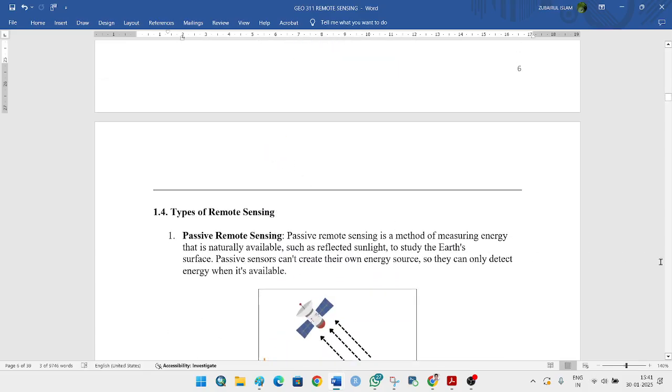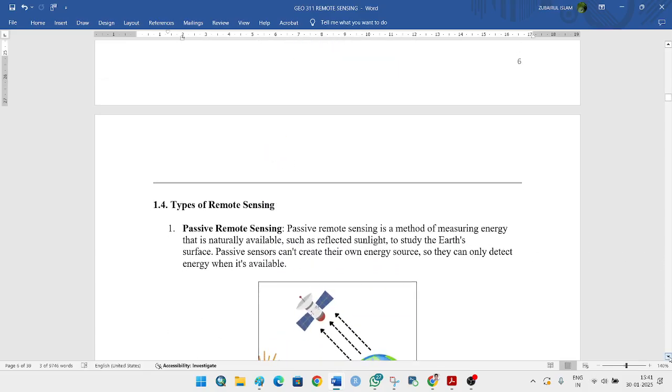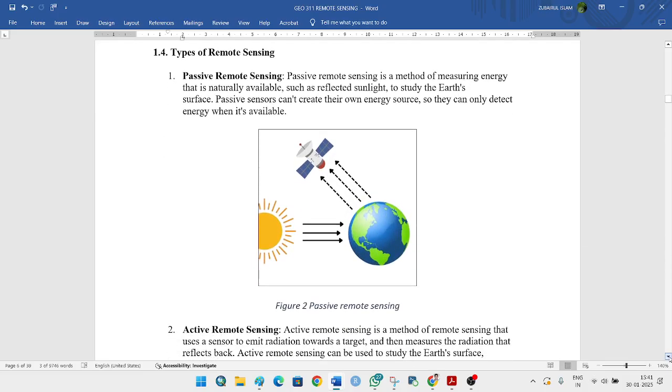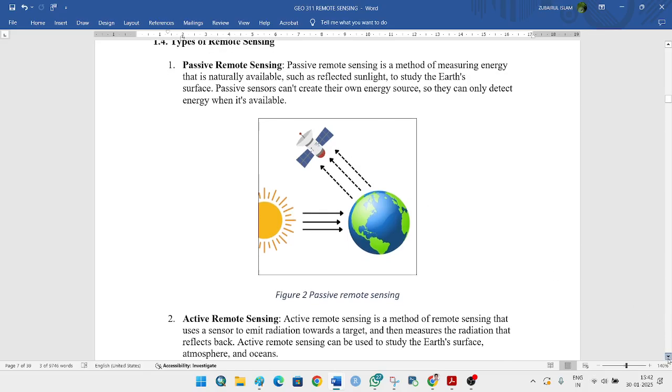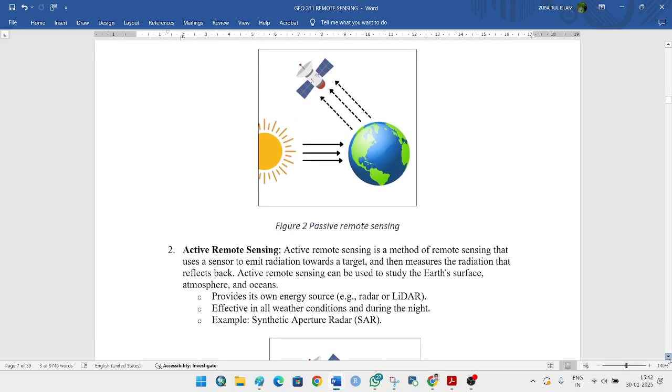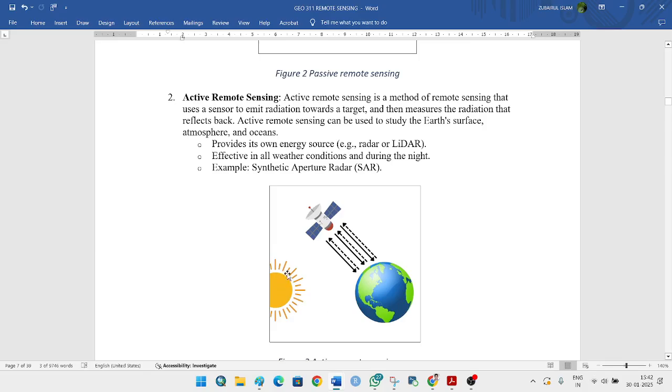Here, as I was saying about the two types of remote sensing, passive and active: passive remote sensing is dependent on sunlight. First the energy is directed at the object, then the reflection is detected by the satellite. The second type is active remote sensing. In these examples, the sun's energy is not used, but the satellite produces its own energy and then receives that energy.